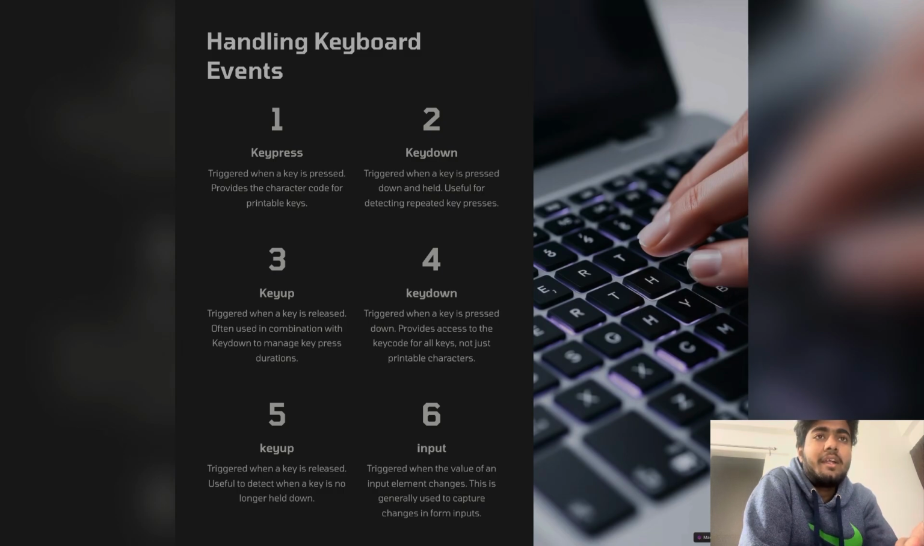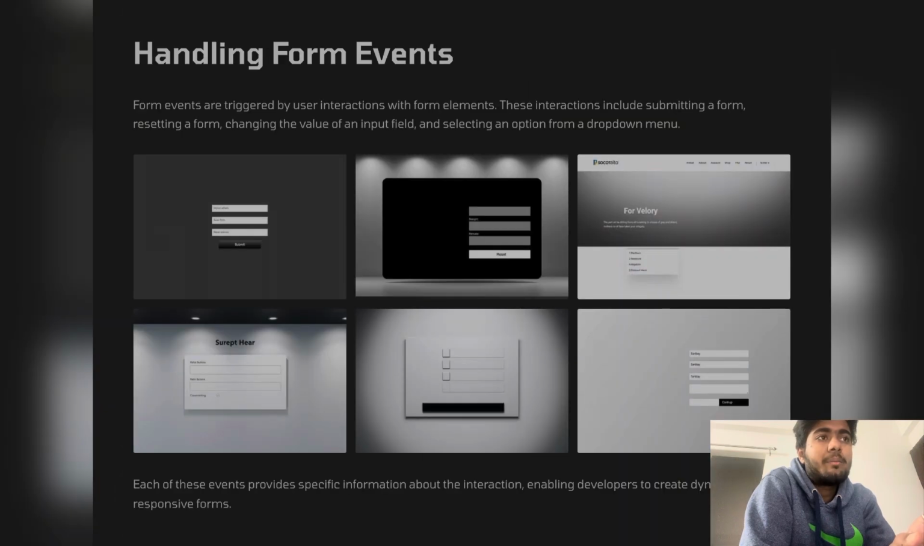And then handling form events. Form events are crucial for managing user input. They are triggered by interactions with form elements like text fields, dropdowns, and buttons. Here are the primary form events: submit, change, input, reset. Submit means fired when a user submits a form. Reset means a form is reset.